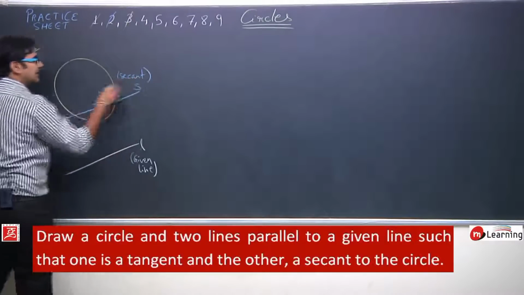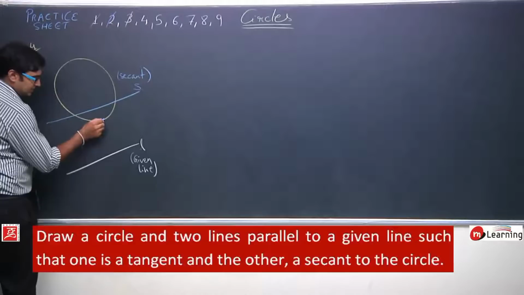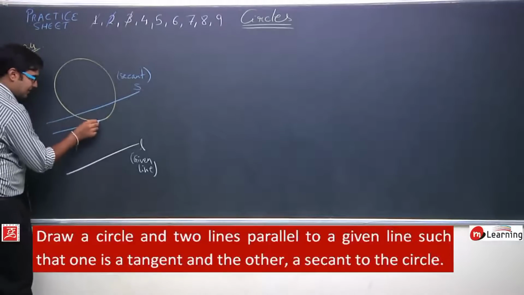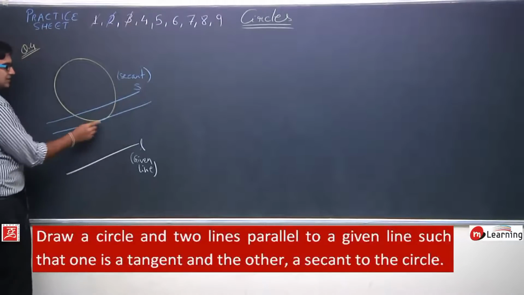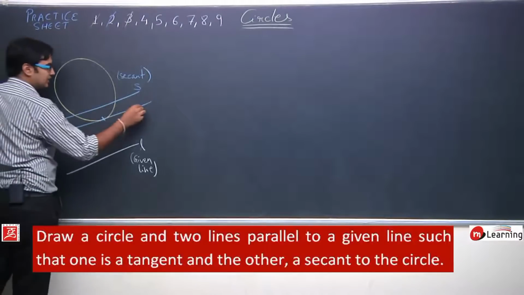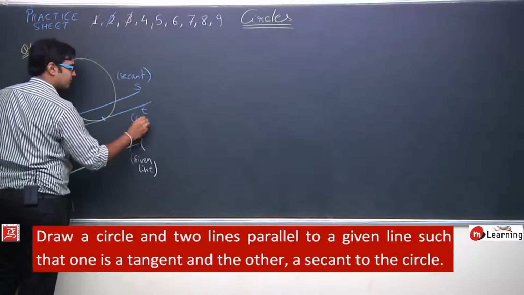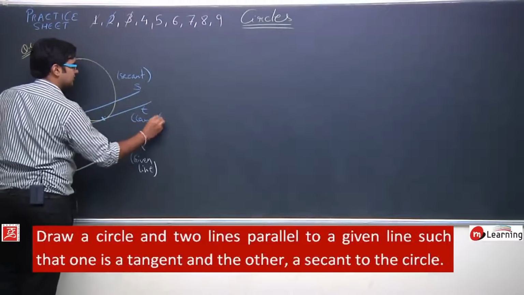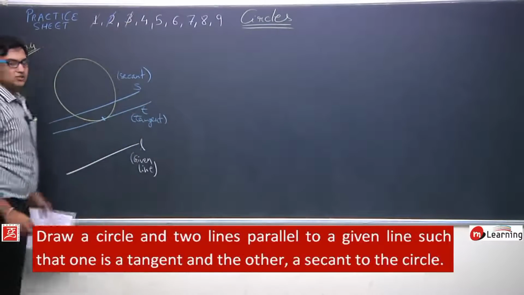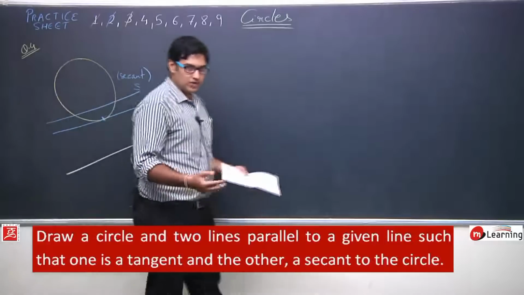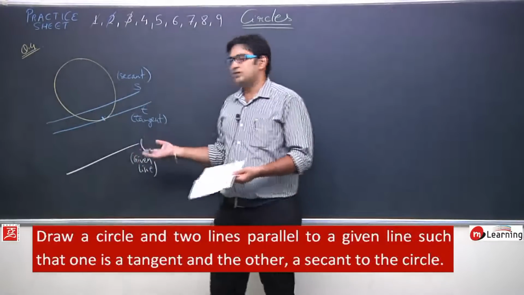Okay. And similarly, can I draw a tangent? Yes. A line which is parallel to this line but touches the circle at a single point is a tangent. So this is a tangent. So this is the question that we have to do. This is all about question number 4.